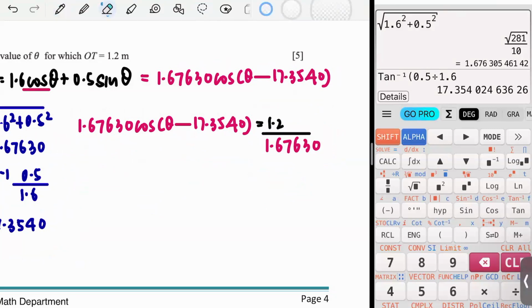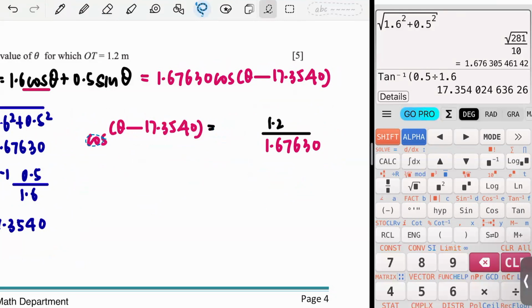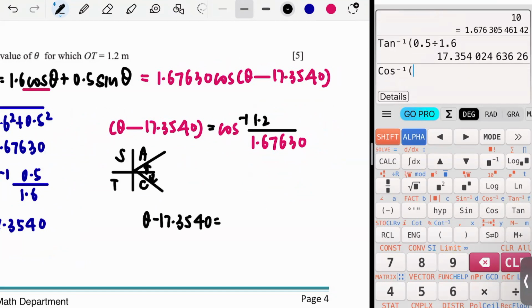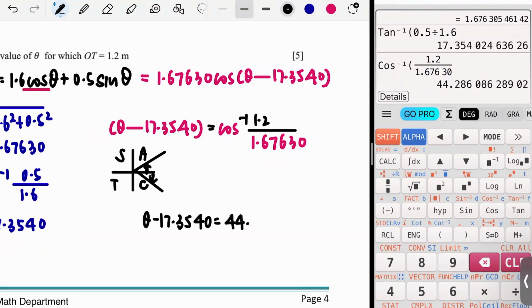Okay, second is, bring over already. Second thing is, help me to bring over the cosine. So you get cosine inverse of the value. All right, so what I need you all to do is for cosine, just be extra careful because the cosine was positive. We have our acute. Don't forget to come to this side negative just for a good practice, okay? So theta minus 17.3540, right? Okay, let's cosine inverse this guy. Okay, so this is 44.286. We're just going to go the other one, negative 44.286.